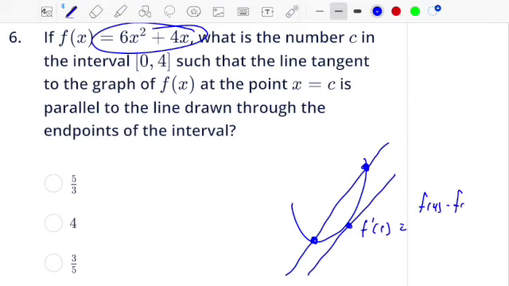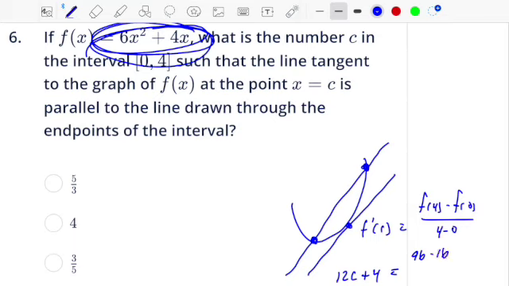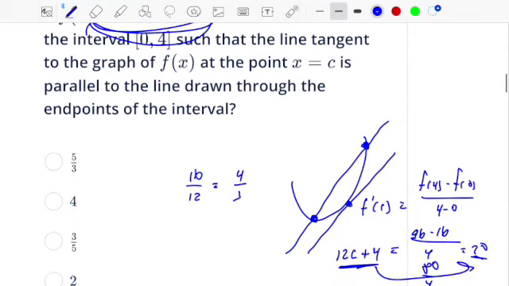So the slope between the two points is equal to the derivative at some point. Our derivative is going to be 12c plus 4, I just took the derivative. f of 4 is going to be 16 times 6, that's 96, minus 16 over 4. 16 times 6, yep. So that's 80 divided by 4, which is 20. So I've got 12c plus 4 equals 20. I'm going to subtract 4, that's 16 over 12, which is 4 over 3. Uh-oh, that's not there. Guess I'm going to come back to that.